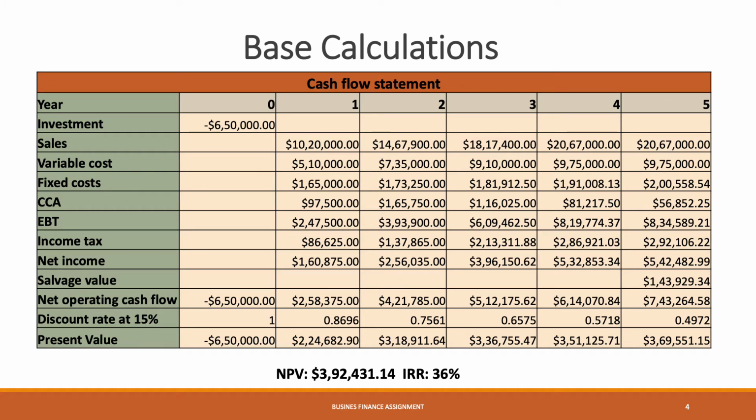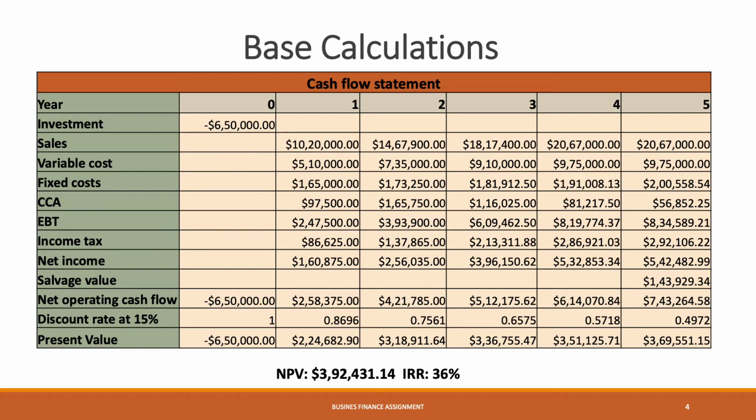The given table represents the cash flow statement for Big Pharmaceuticals Limited for the period of the next 5 years. The first row shows the initial investment made by the company to purchase the new equipment. The next row shows the sales or the revenue generated by the company for the next 5 years. The next row shows the variable cost incurred by the company. Next row is the fixed cost, which is increasing at the rate of 5% per year. The next row is the capital cost allowance, which is calculated at the rate of 30%, and the 50% rule is applicable.